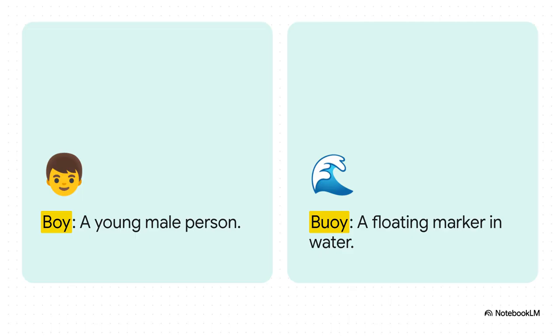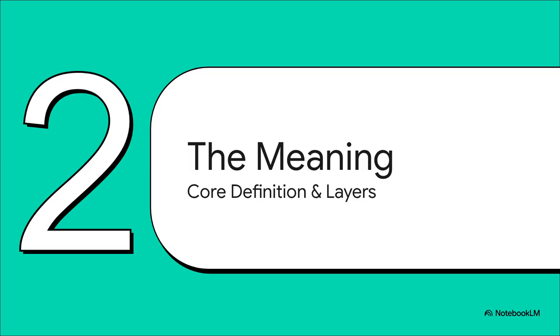But here's where it gets interesting. That sound, boy, it's not unique. Nope. It has a twin, buoy. You know, that floating marker out in the water? They sound identical but mean totally different things. This is what we call a homophone, and it's our first real clue that even simple sounds can create some mix-ups in language.